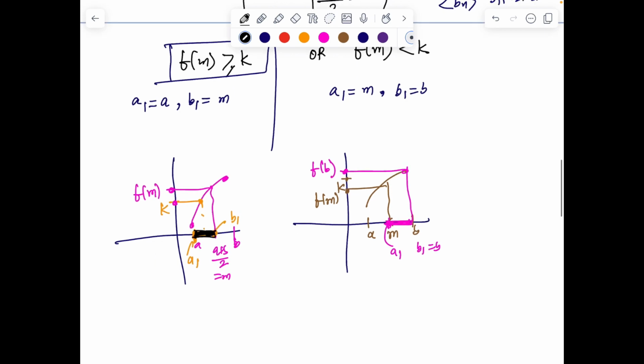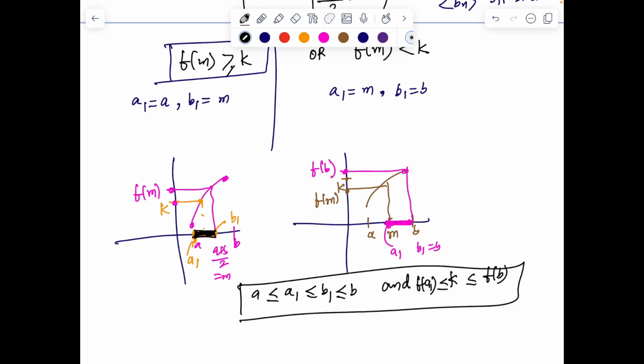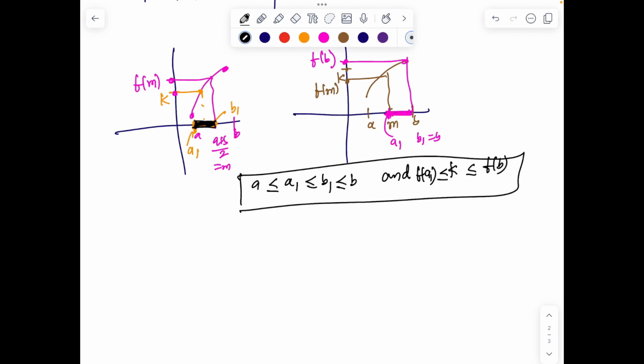In any way, what we are doing is, a is definitely less than or equal to a1, less than or equal to b1, and less than or equal to b, and output-wise k is lying between f(b) and f(a), because this was already known. Now we'll repeat the process again and again.